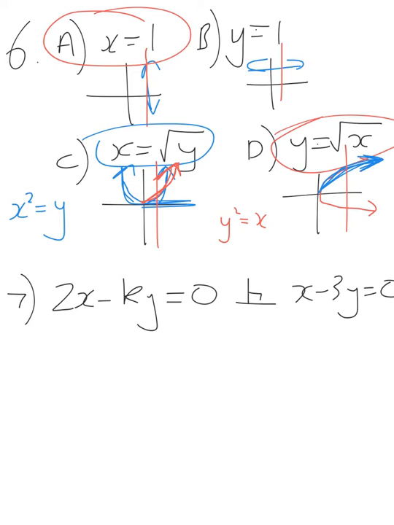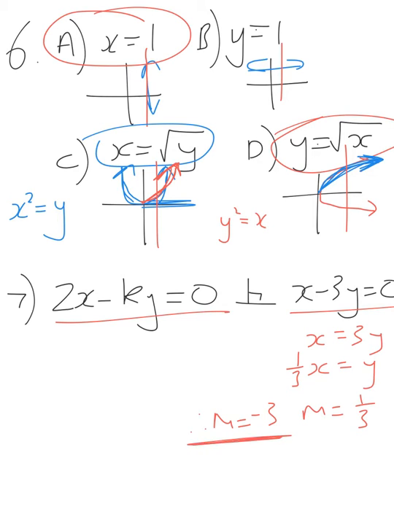Okay, 7. We need the value of k, so both those lines are perpendicular. So we need the gradient of this second line. So let's put it into y equals mx plus b. So we get, add 3y to both sides, we get x equals 3y, divide by 3, we get a third x equals y. So the gradient is a third, but if it's perpendicular, then the gradient of the perpendicular line needs the negative reciprocal. So therefore, the gradient of this line must equal negative 3.